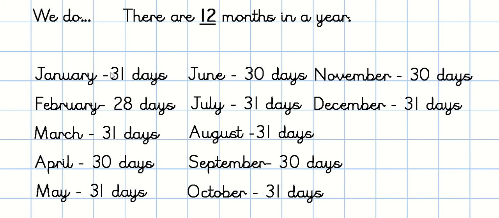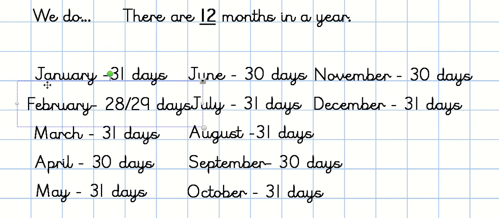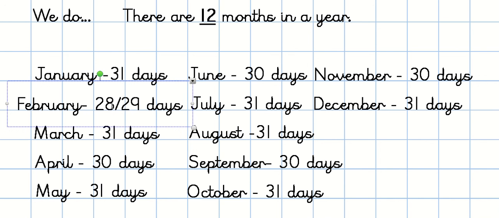Well done. So we know that January has 31 days, February has 28 days, except in a leap year when it can have 29 days. So that can be a bit of a tricky one, but normally February has 28 days, but every 4 years it has an extra day. March has 31 days, April has 30 days, May 31 days, June 30 days, July 31 days, August 31 days, September 30 days, October 31 days, November 30 days, and December 31 days.